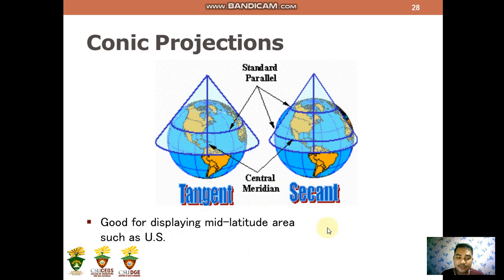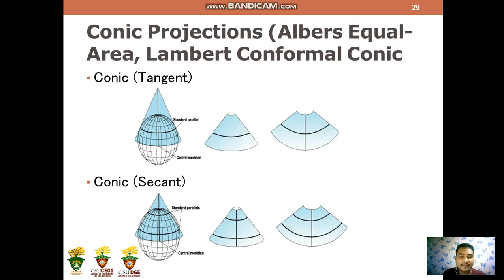And conic projection is usually good for displaying mid-latitude areas such as the United States. For conic tangent, there is one standard parallel. The parallel that touches the cone is called the standard parallel, and the cutting line is the central meridian. When you cut it, this is the form it takes. For secant, since it touches twice, there are two standard parallels, and the central meridian is the cutting line. When you cut it, you have two standard parallels and one central meridian.